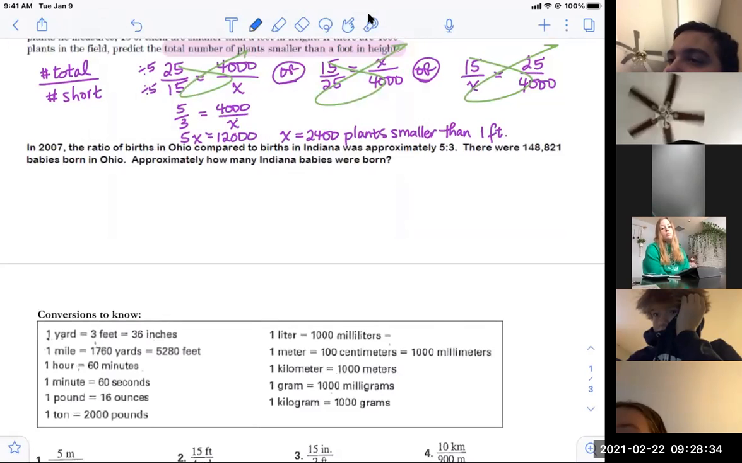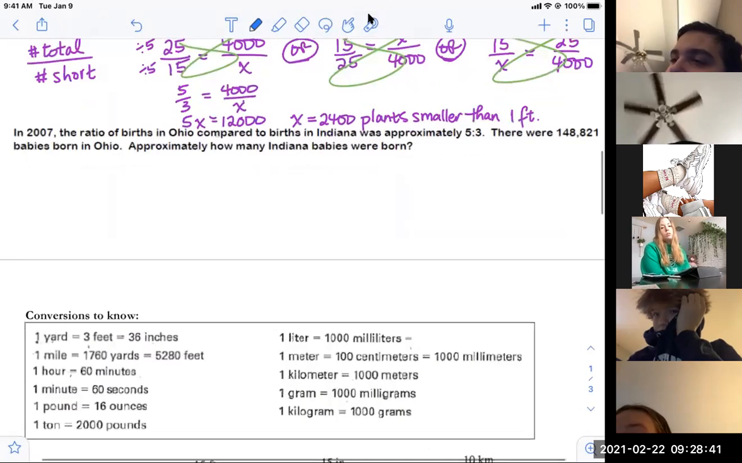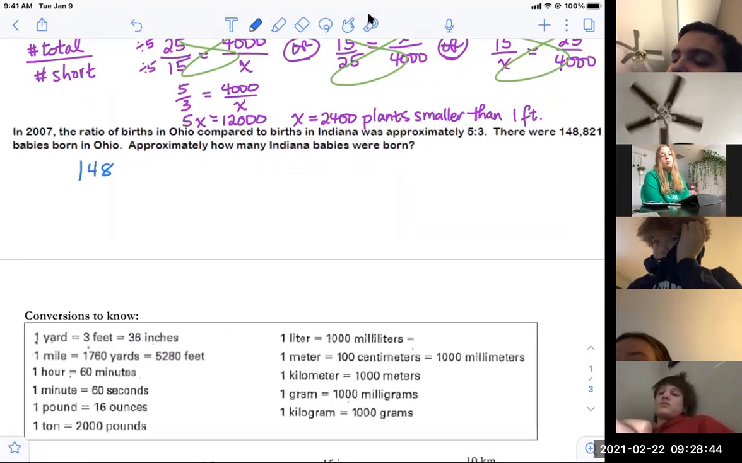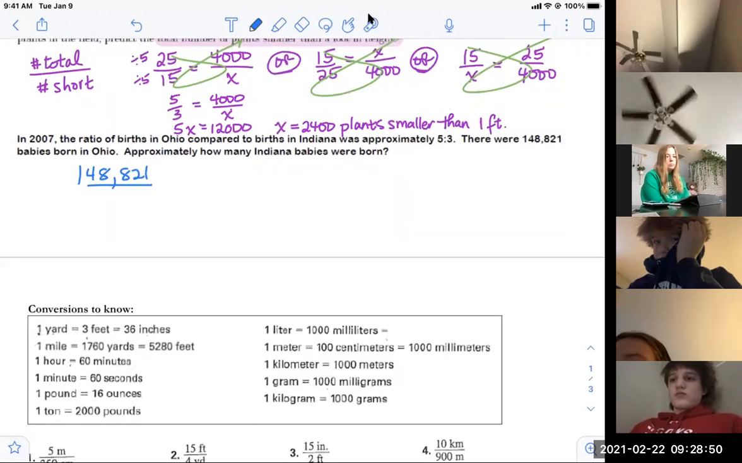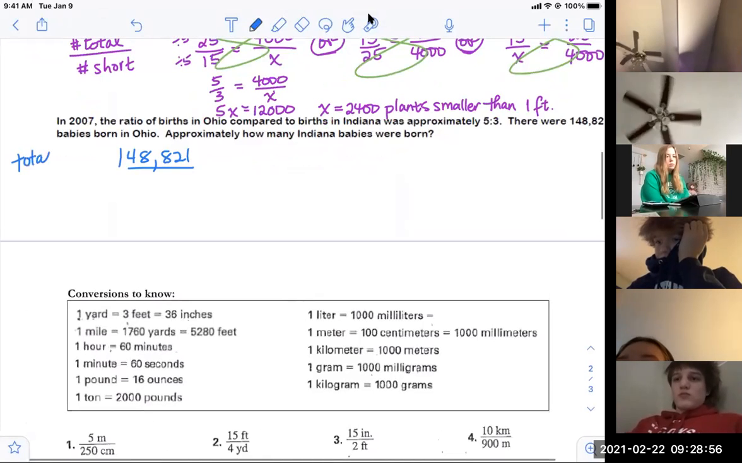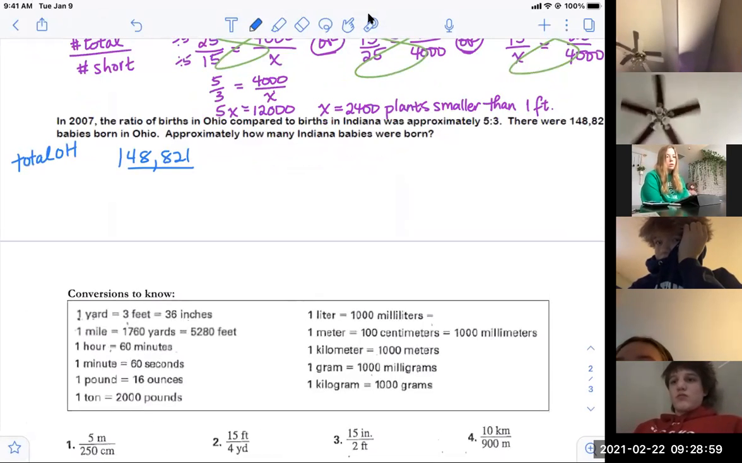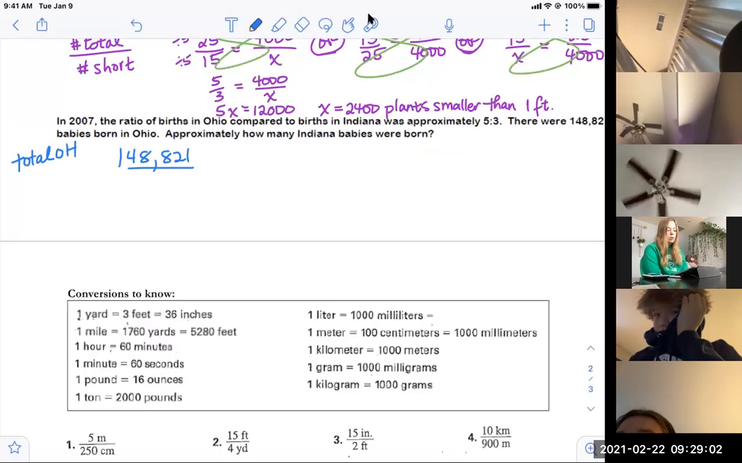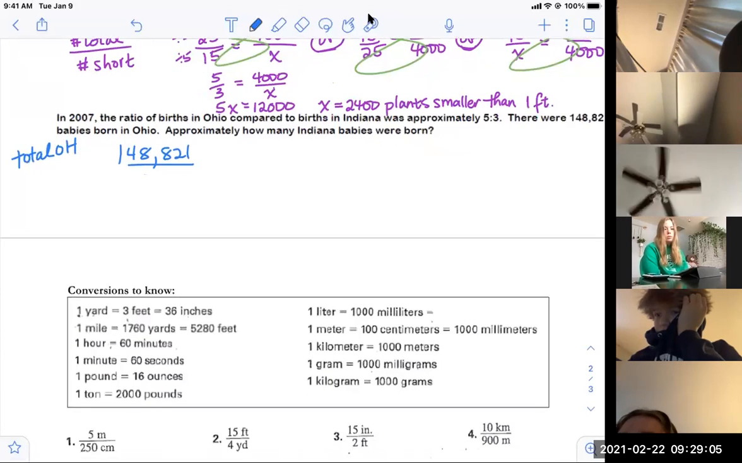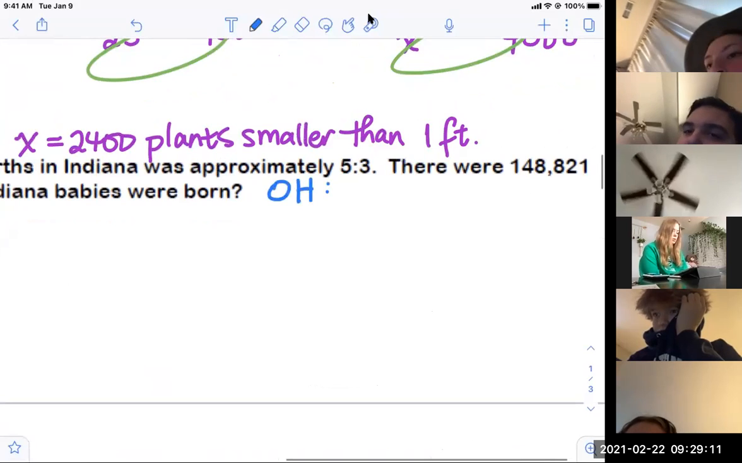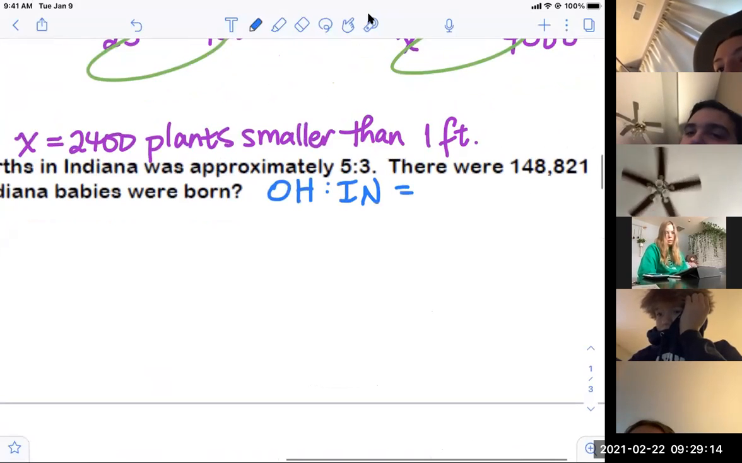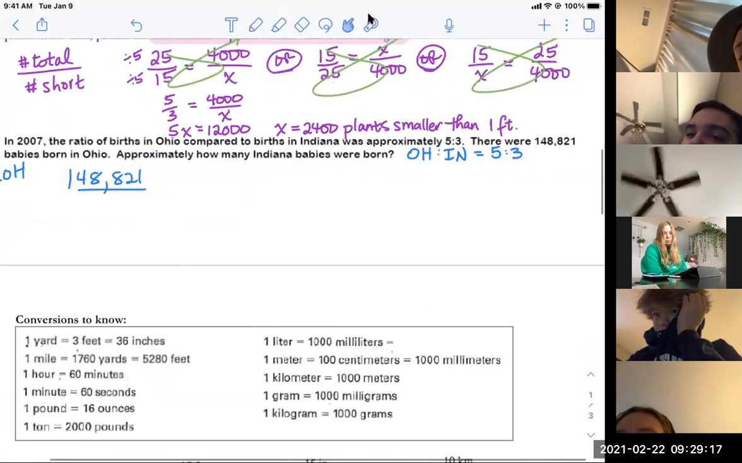We could do 148,821 over 3. Okay, so Ohio to Indiana is 5-3. That means that 3 corresponds to Indiana.